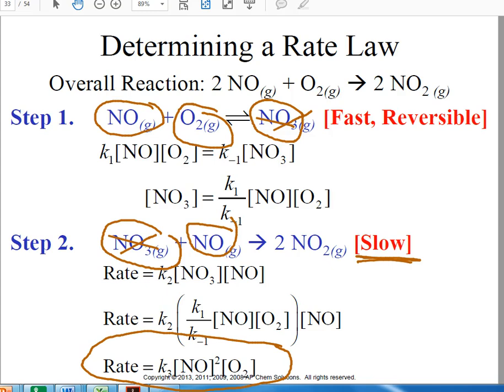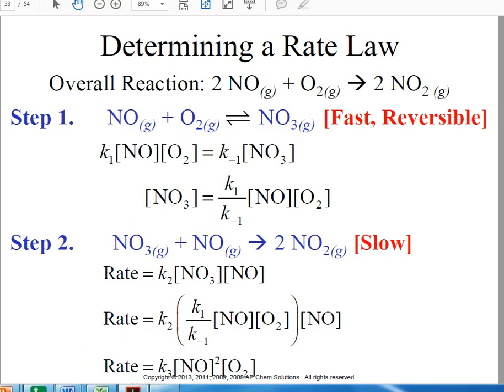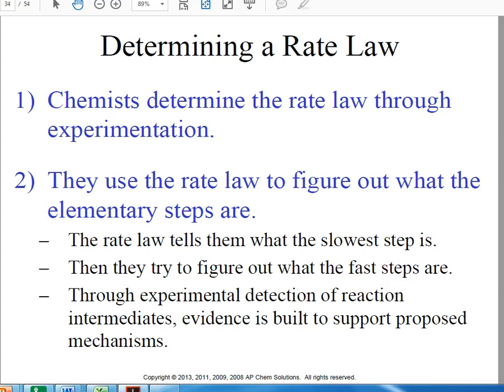If there was a third step and the second one was slow, I would ignore the third one in the rate law because it would have no effect on it. Alright, so how do we determine a rate law? Experiment, experiment, experiment. Then they use the rate law to figure out what the elementary steps are.